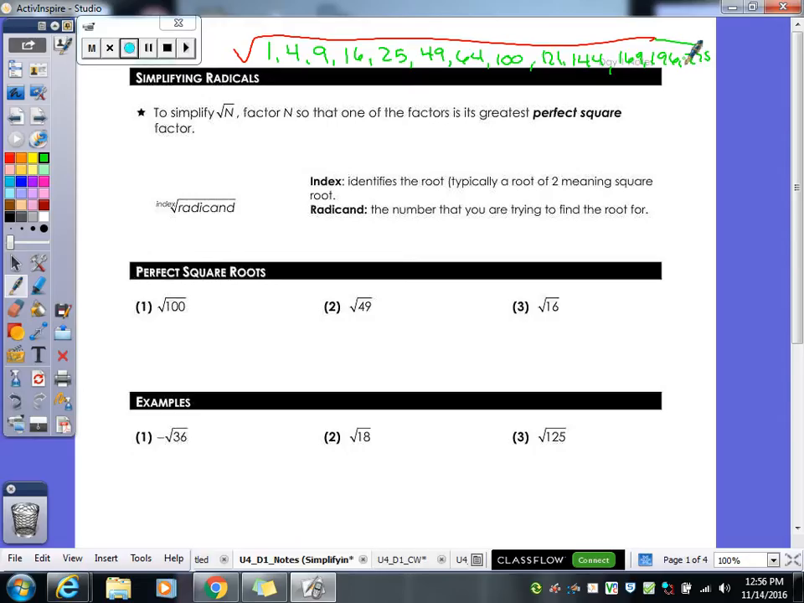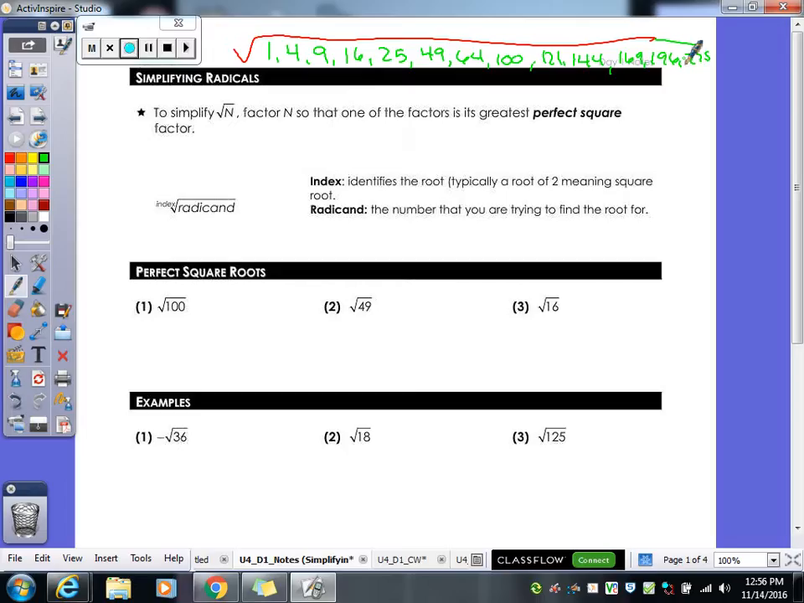There's a couple vocabulary terms that you will need to know when dealing with radicals. Okay? The radical sign is the big one. But what's under the radical and on the outside of the radical are 2 other words that you need to know.